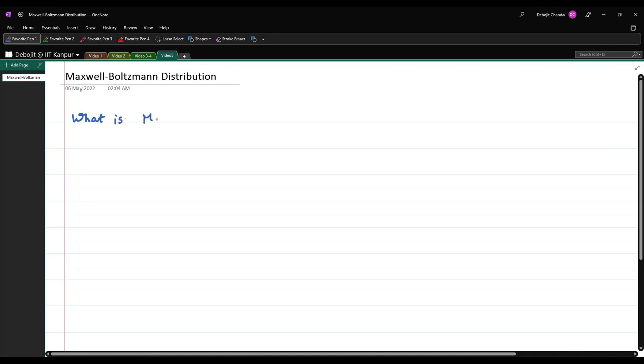What is Maxwell-Boltzmann distribution? So this is a probability distribution named after James Clerk Maxwell and Ludwig Boltzmann, and in the context of thermodynamics and kinetic theory of gases, this probability distribution defines the probability distribution of velocity of gas molecules which are in thermal equilibrium. So let me write all the things.